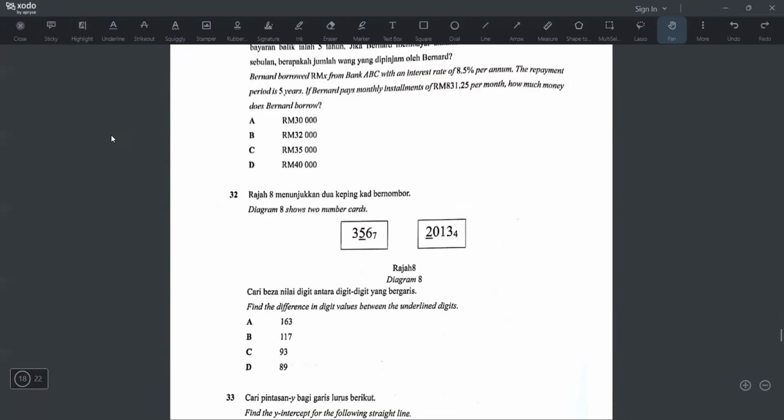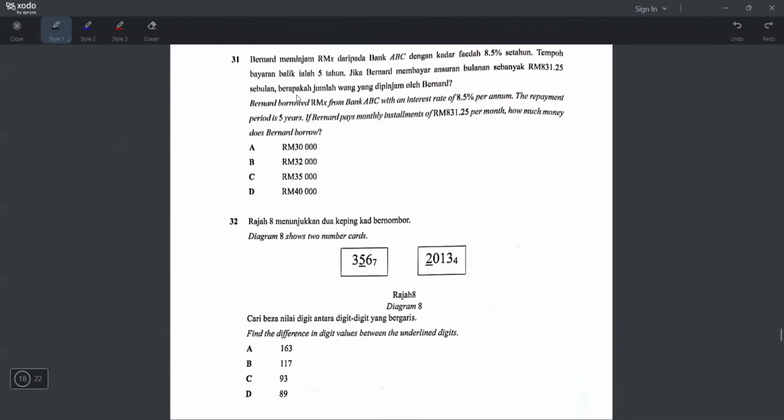Okay, let's continue. Question 31. Bernard borrowed RMX from Bank ABC with an interest rate of 8.5% per annum. So interest, so definitely later we use this formula PRT, right? If it's compound interest, then I use the MV formula, P (1 plus R over N) power NT. This one is for when it has the word compound. Okay, but this question I already checked. It doesn't have it. It's not a compound interest, so I will use this formula.